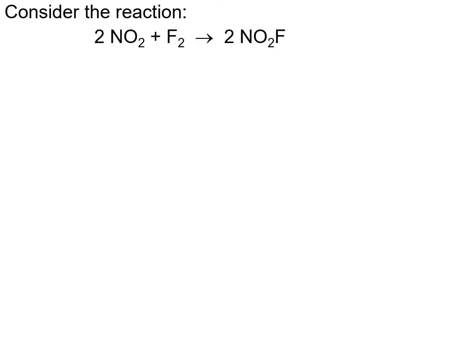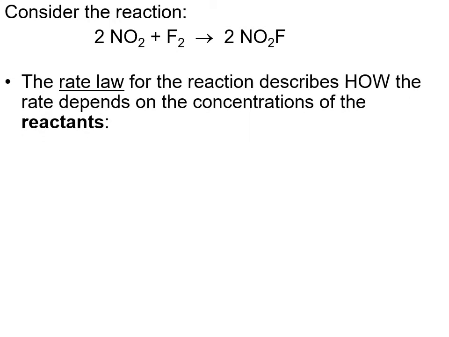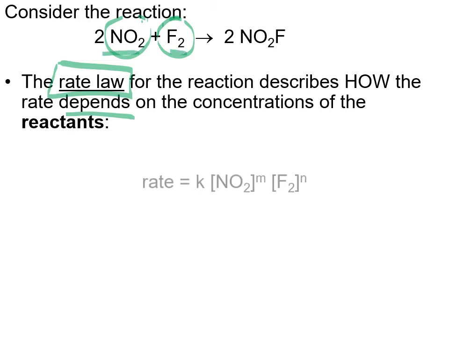All right, let's take a look at this particular reaction. So we've got nitrogen dioxide reacting with fluorine gas to form NO2F. The rate law for this reaction would describe how the rate of reaction, so how quickly this reaction occurs, is dependent upon the concentrations of the reactants. And so we know that concentration affects the rate of reaction, but how it affects the rate of reaction can be described by this thing that we call the rate law. So today we're going to try to figure out how you go about coming up with the rate law so that we will know how the concentration of the reactants affects the rate law specifically.